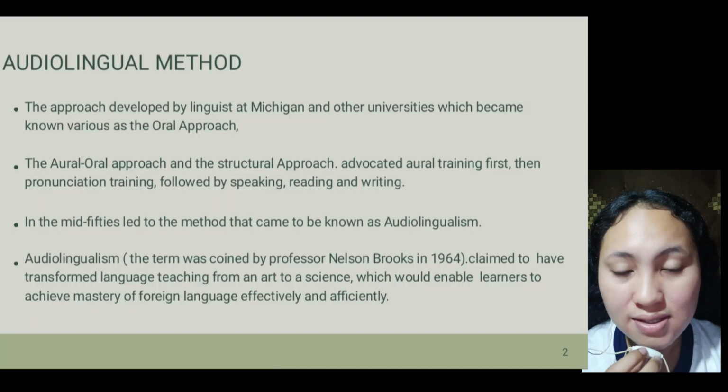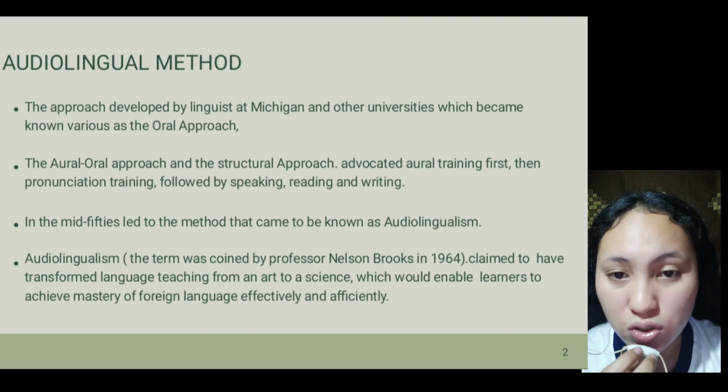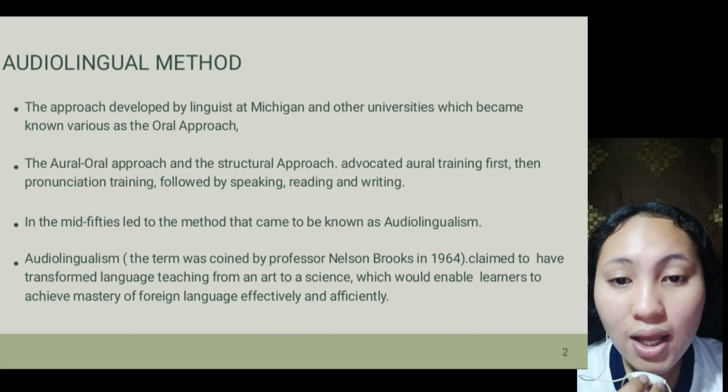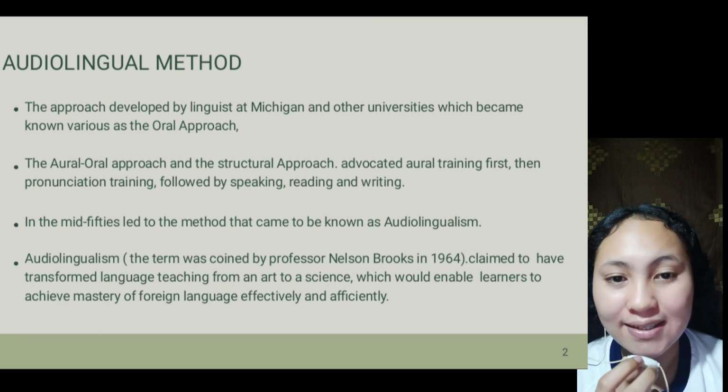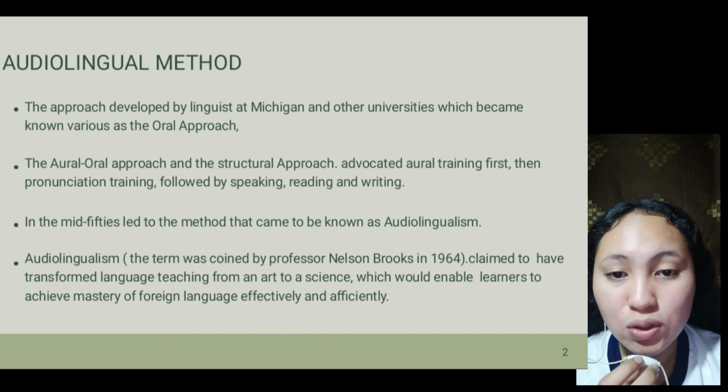Let us know first the background of the audiolingual method. The approach developed by linguists at Michigan and other universities became known variously as the oral approach. The oral approach and the structural approach advocated oral training first, then pronunciation training, followed by speaking, reading, and writing. In the mid-fifties, this led to the method that came to be known as audiolingualism.